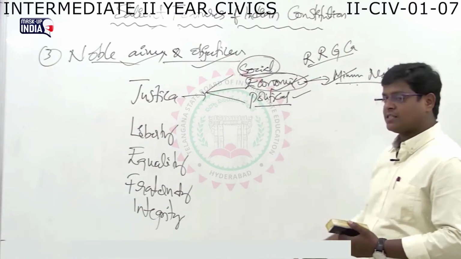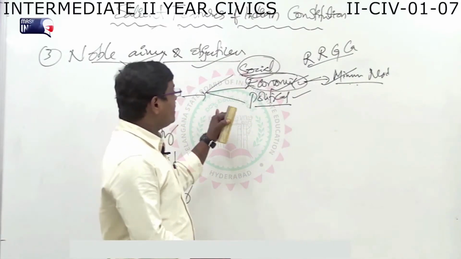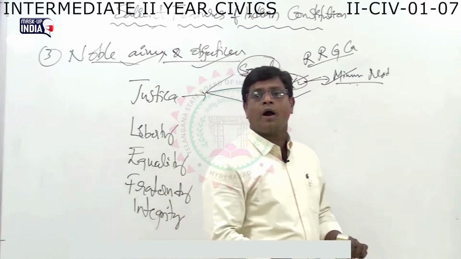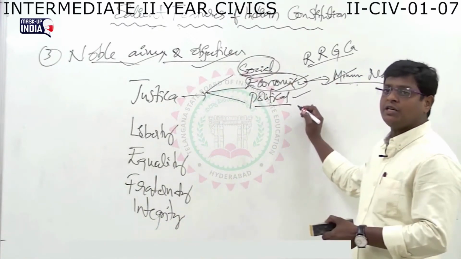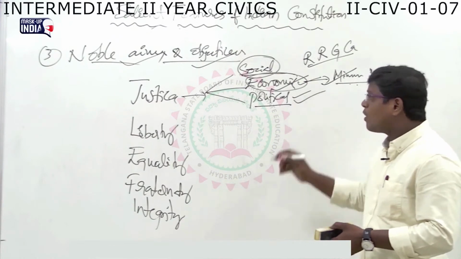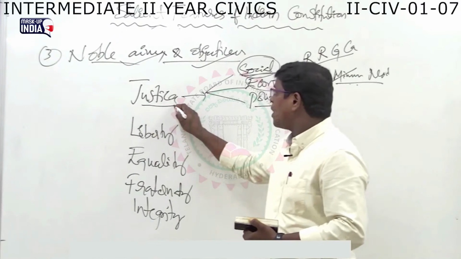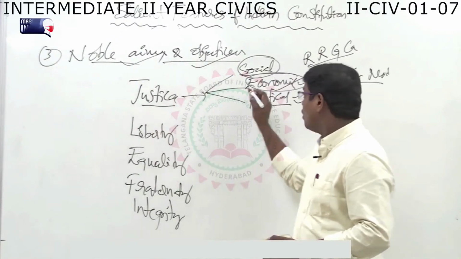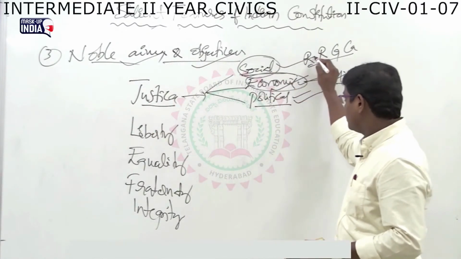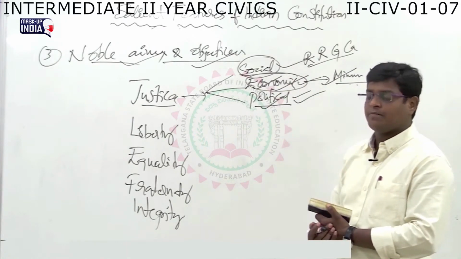Then political justice. In the matters of participation in the government, India shall take steps towards providing equal opportunity. So this is called political justice. So justice is one noble aim and objective, comprising social justice, economic justice and political justice.